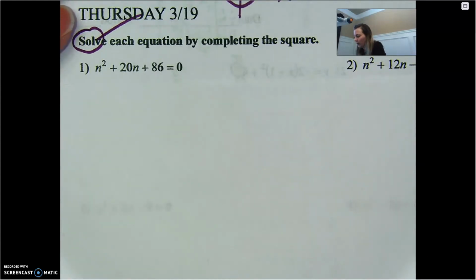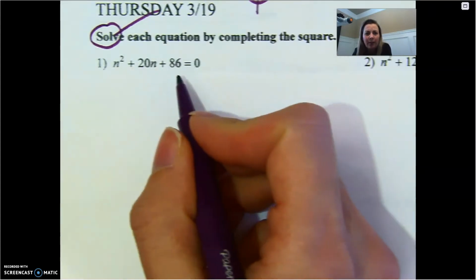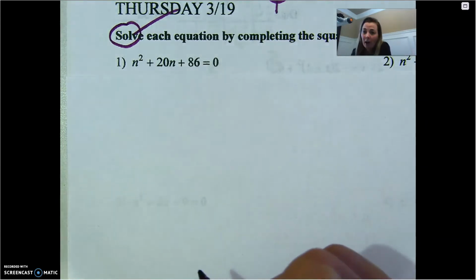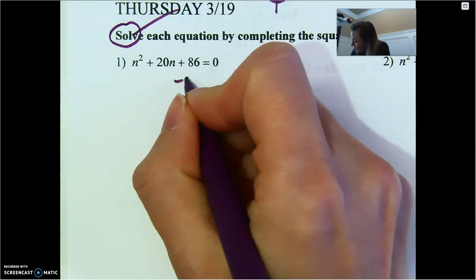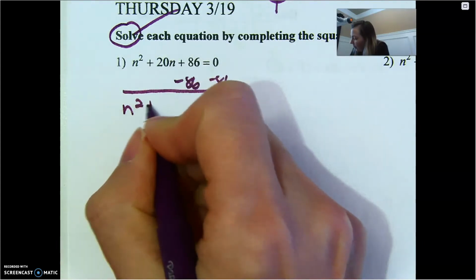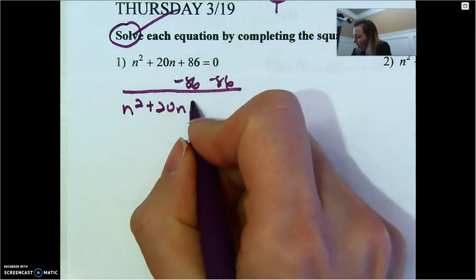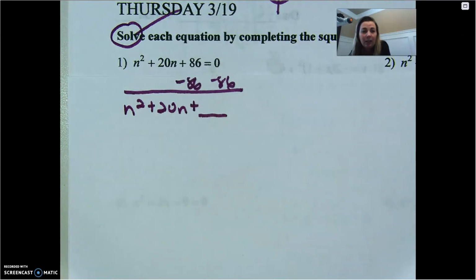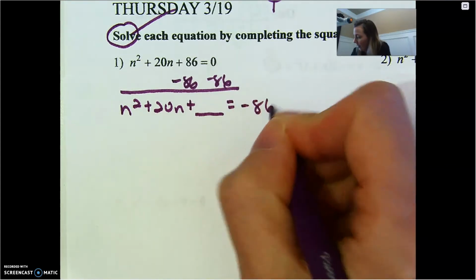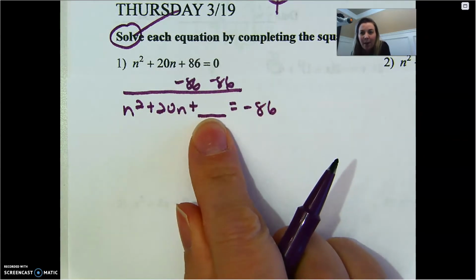Here we go. We've got n squared plus 20n plus 86 equals 0. The very first thing you want to do is get rid of the number that doesn't have a variable attached to it. In this case, it's the 86. What's the opposite of adding 86? Subtracting 86. Good job. So now we have n squared plus 20n, plus a blank, equals 0 minus 86, which is negative 86. All I've done is move 86 to the other side, and I made space for my monster.